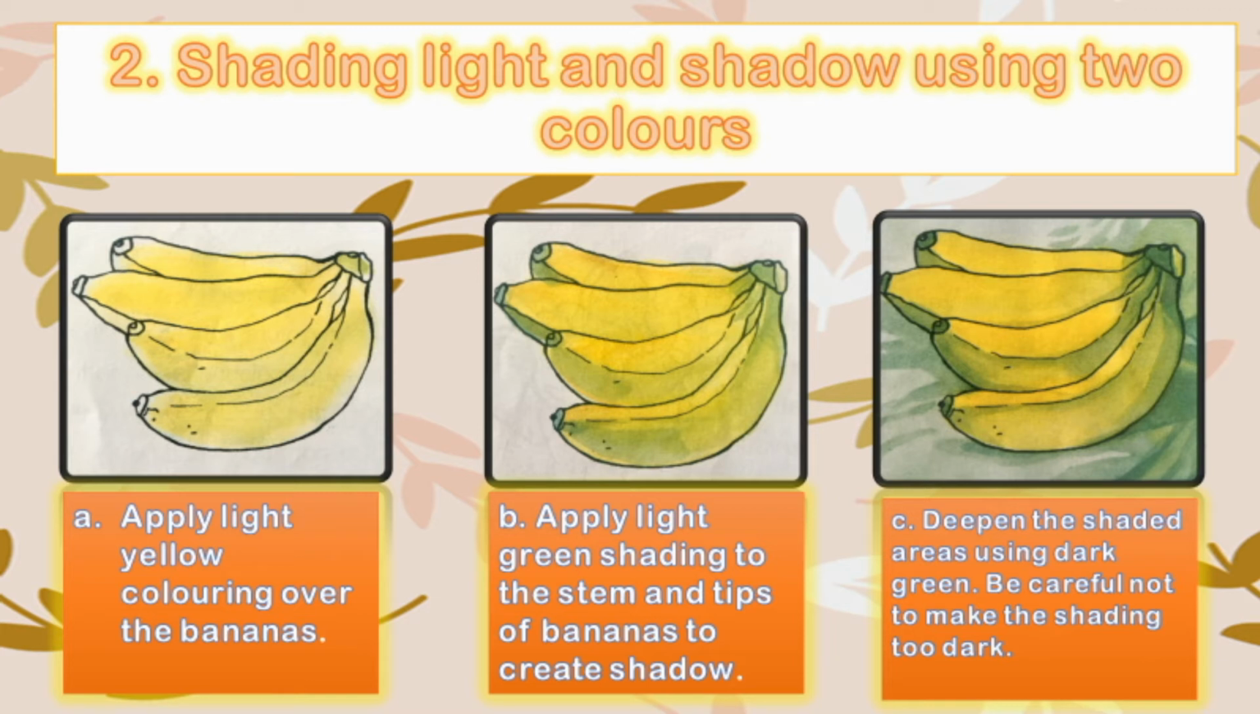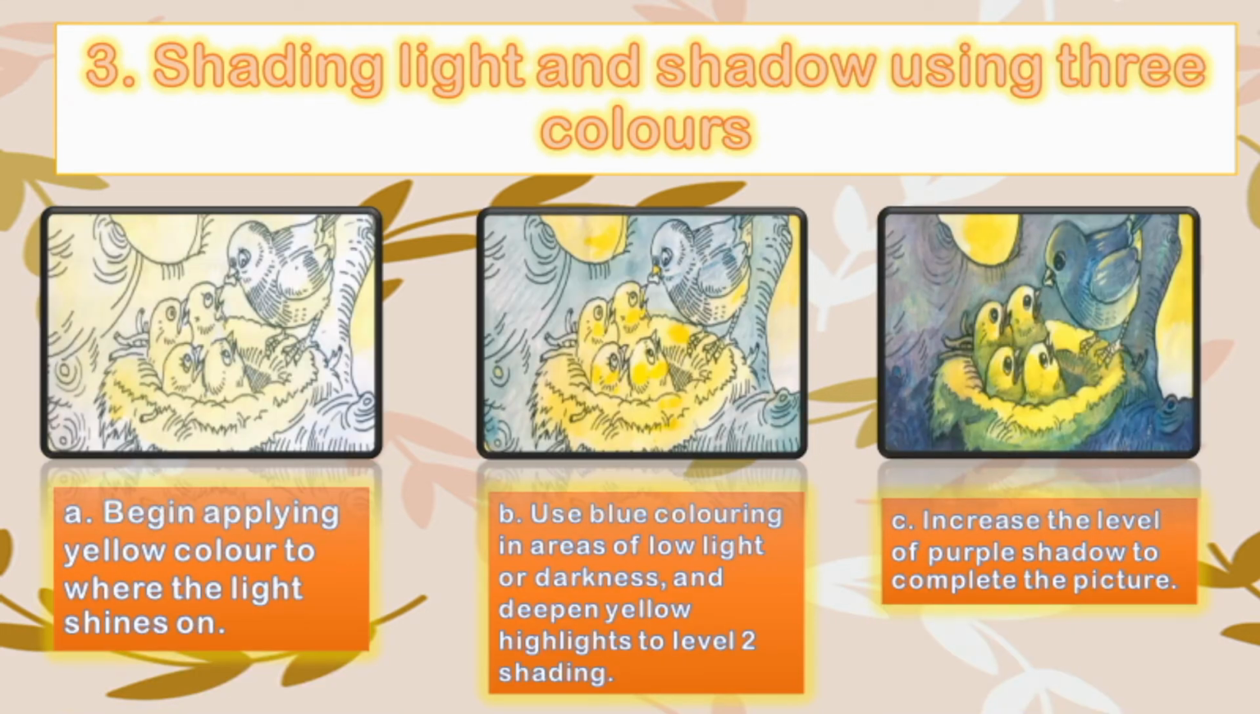Then fill in the background using light and dark green coloring. So that is number 2, again, shading light and shadow using 2 colors. For our number 3, shading light and shadow using 3 colors. Yes, 3 colors. If we have using 1 color and using 2 colors, we also have 3 colors.